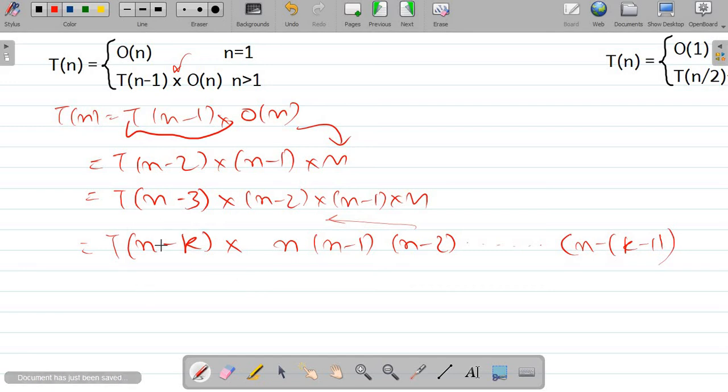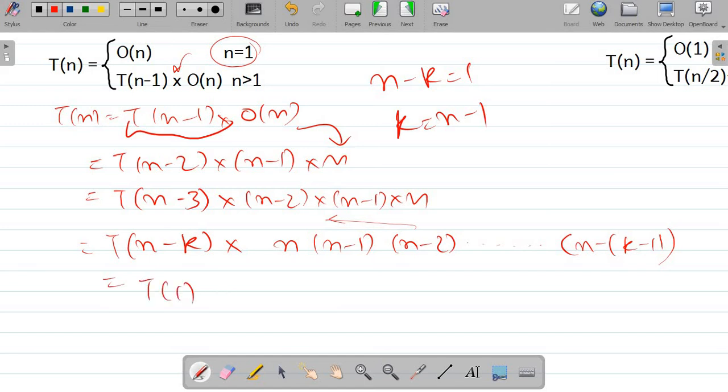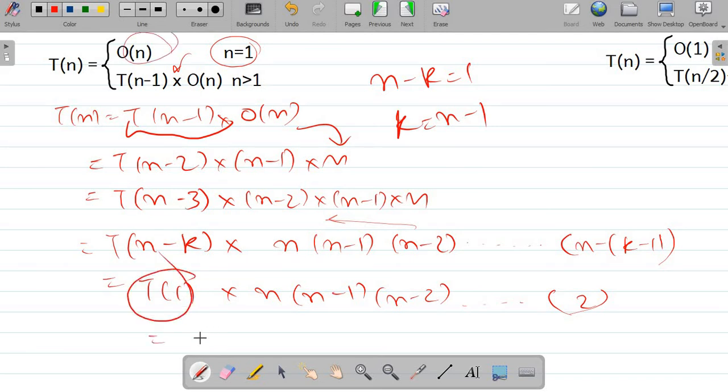Now we will be putting this as 1, in order to achieve a base case, and over here we get n minus k is equals to 1, and hence k is equals to n minus 1. So when I replace k with n minus 1 in this equation, what I get is T1 into n into n minus 1 into n minus 2 and so on into 2. Now see, this T1 is nothing but n. So what we can write here is n into this.